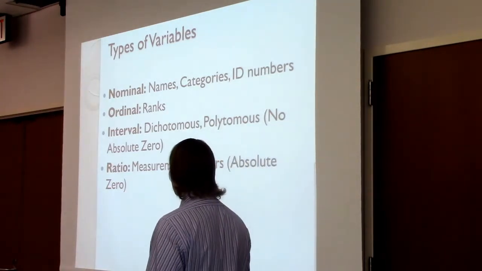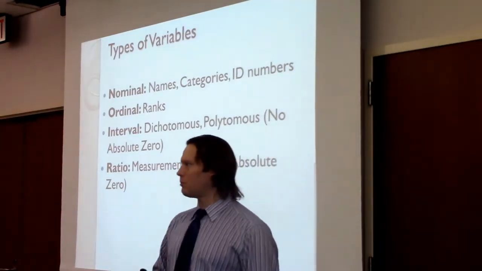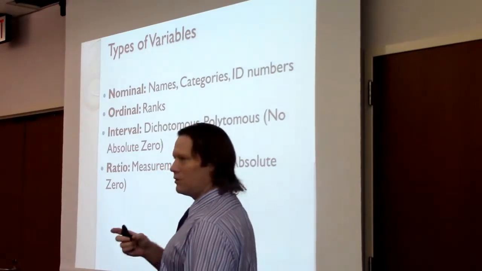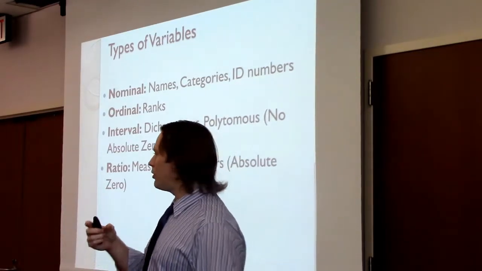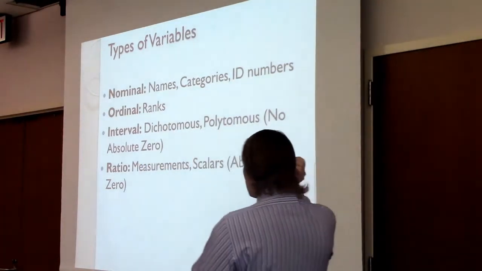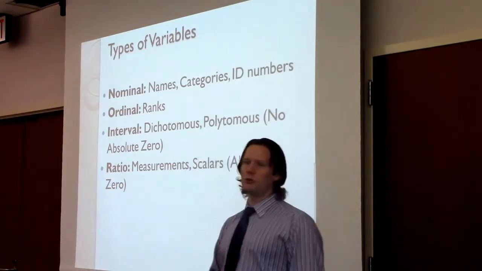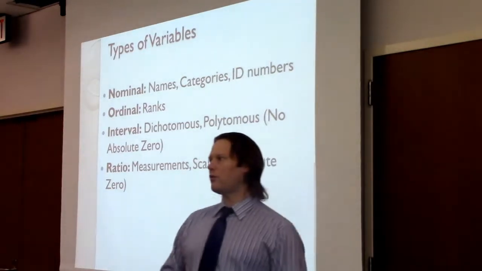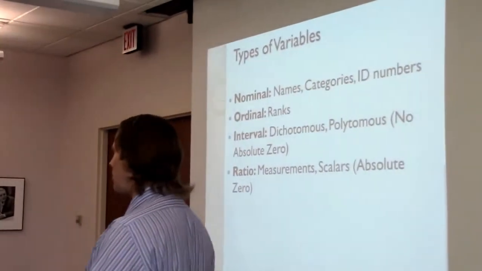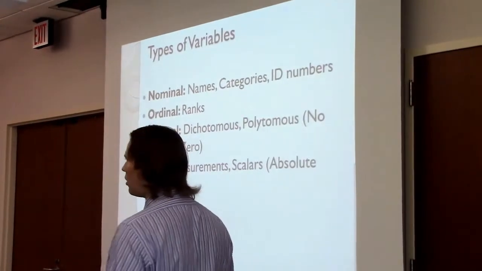But in ratio variables, our measurements, our scalars, there is an absolute zero, and that number means something very different. 1 inch high means something very different than 1 foot high, and so on and so forth. And so typically, the higher on this list you go, the more you can do with the variable. And there are a lot of issues that come up in statistical papers about people doing things with a variable at one level that really belong with another level.